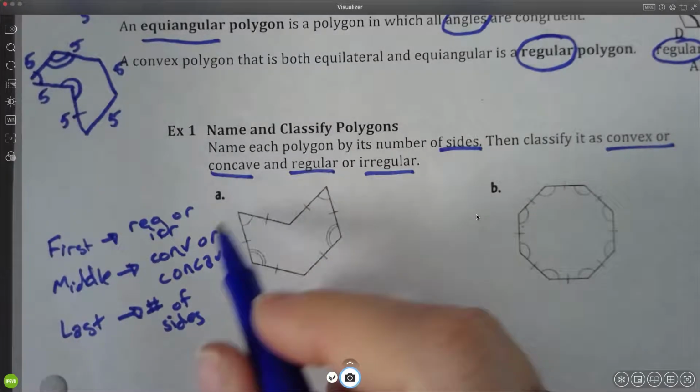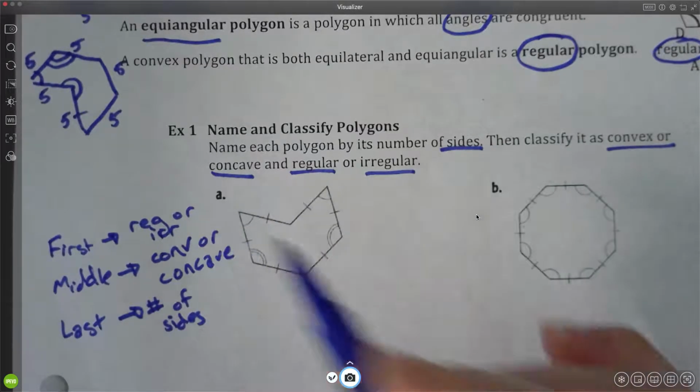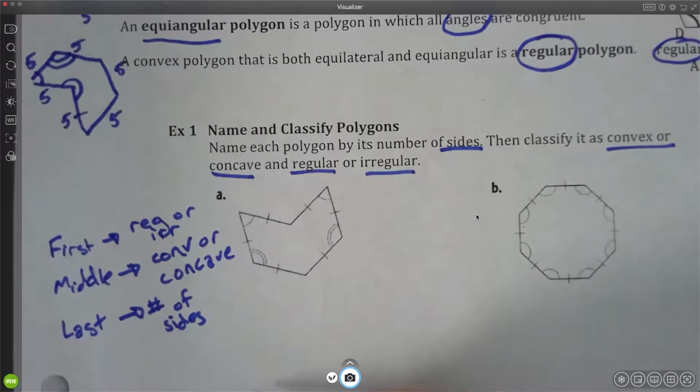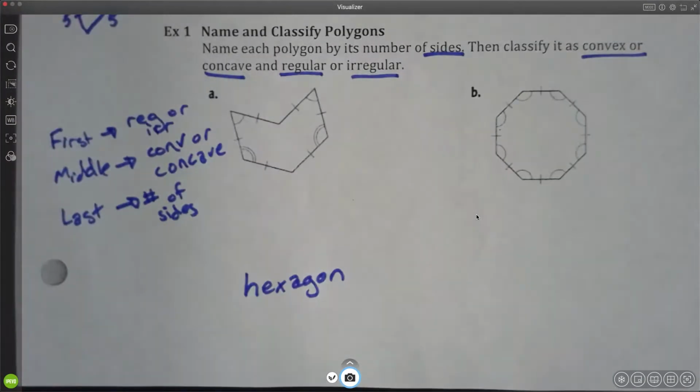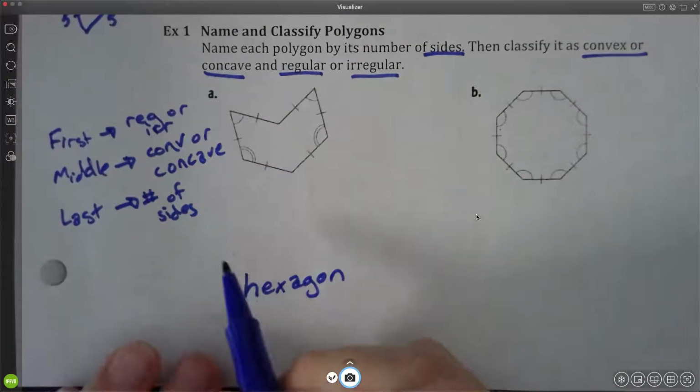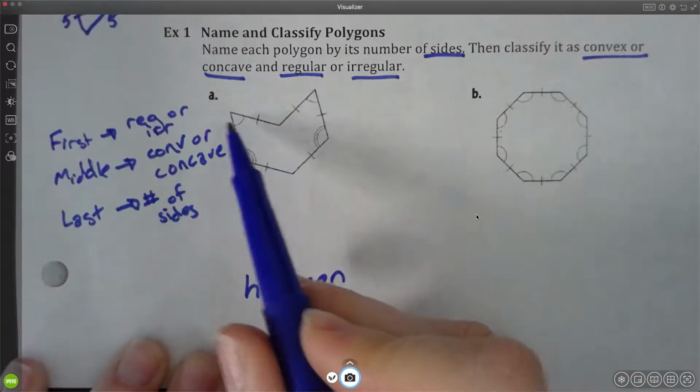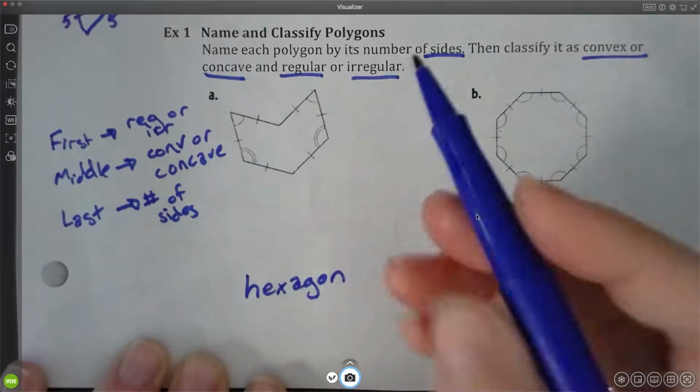So his last name, he is a 6-sided figure, so he is a hexagon. Okay, let me scroll down. Hexagon, okay? That's his last name. His middle name, convex or concave, he is caving in right here, so he is a concave.